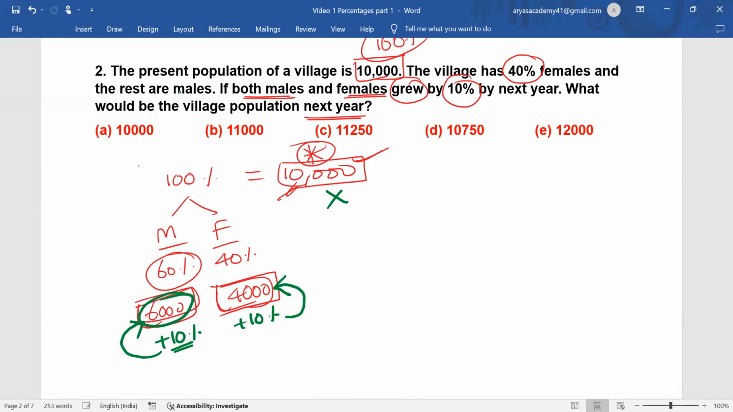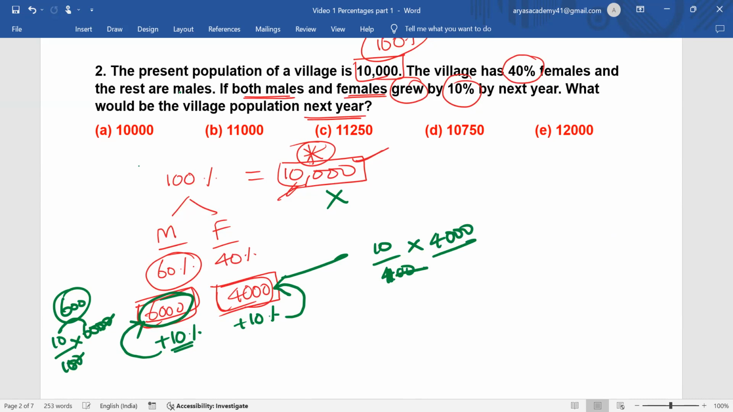So if you calculate 10% of 6,000, it is very easy, 600, right? If you don't know, you can go this way. 10% of 6,000, 2 zeros and 2 zeros cancel. 60 into 10 becomes 600. Similarly, to calculate 10% on 4,000, it is actually very easy, 400. But if you don't know, then you can do it like this. 10 by 100 into 4,000, which is the female population. 2 zeros and 2 zeros cancel. 40 into 10 will be how much? 400. So you came to know that the population of males increased by 10% and there is an addition of 600, and the female population increased by 10% and there is an addition of 400.